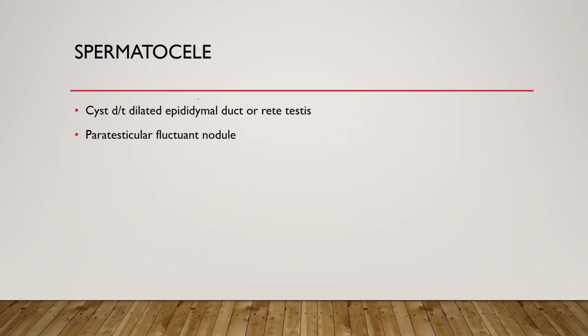Spermatocele. Don't think we talked about spermatocele specifically. Essentially a cyst due to a dilated epididymal duct or rete testis. And it's also a fluctuant nodule. So all these celes, you're going to see some type of fluctuance.